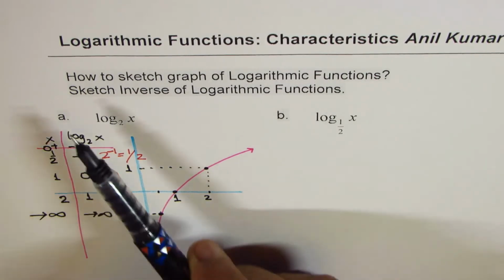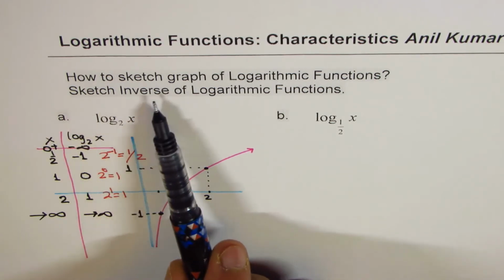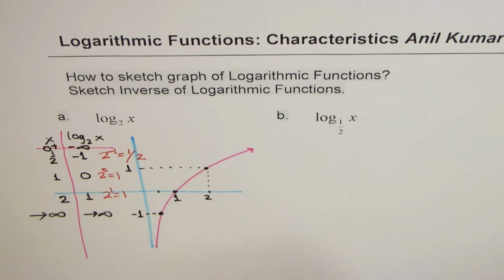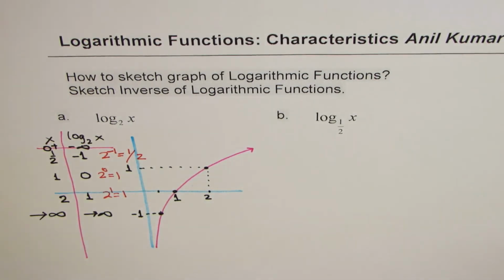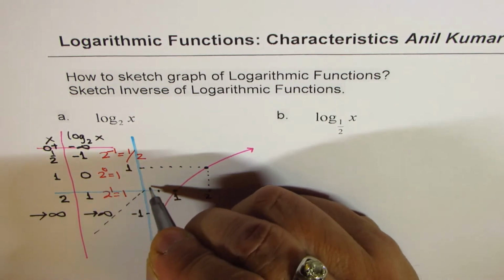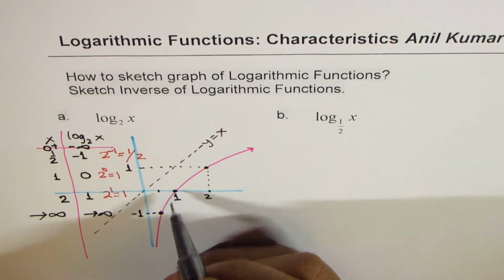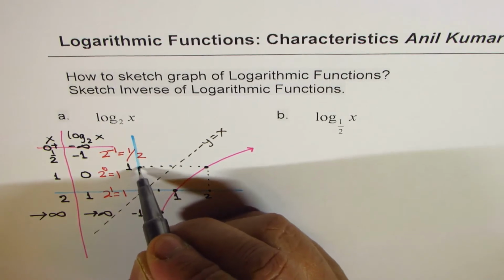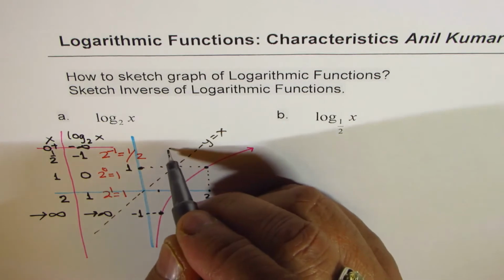Okay. So we've done the first part of sketching the logarithmic function. Now the idea is how to sketch the inverse of this function. Correct? To sketch the inverse of the function, what we can do is sketch a line y equals x and then reflect it on that line. So I'm now sketching the line which is y equals x. And we are going to reflect this. So once you reflect, this point will coincide with that. Perfect.